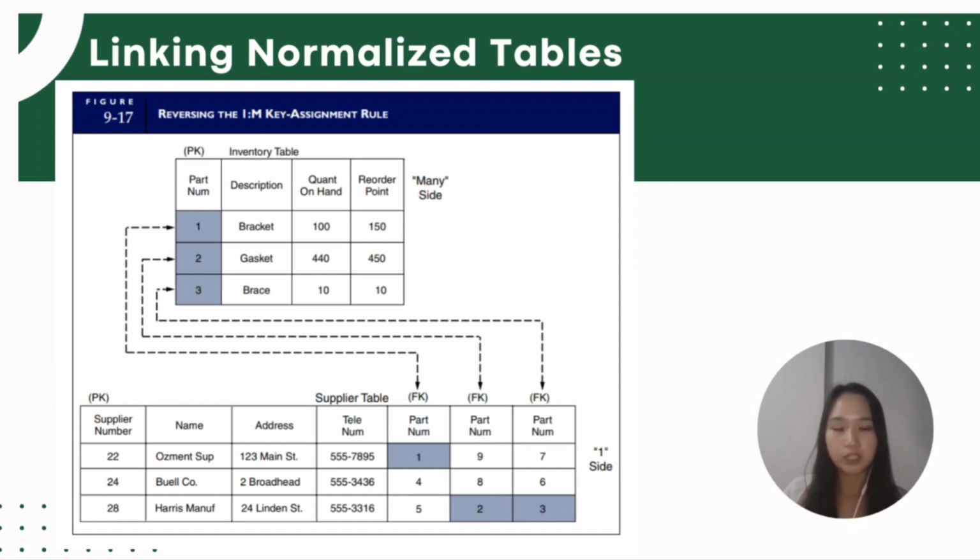Keys in many-to-many associations. To represent the many-to-many association between tables, a link table needs to be created. This link table has a combined or composite key consisting of the primary keys of the two related tables. The business rule is that each vendor supplies the firm with any number of inventory items and each item may be supplied by any number of vendors.